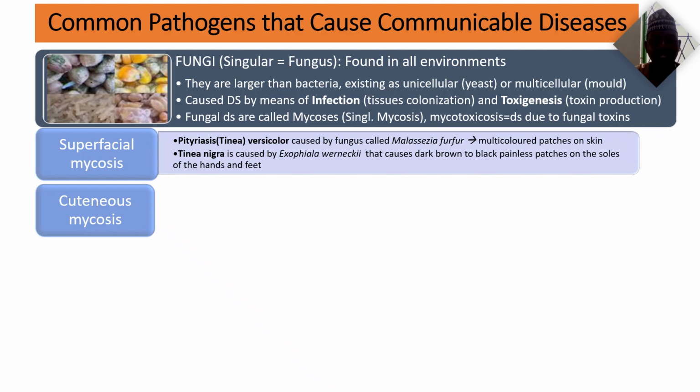Another example is Tinea nigra. Tinea nigra, as the name implies, nigra, black, is a superficial mycosis that causes dark to brownish painless patches on the soles of the hands and feet. So this particular infection is caused by a fungus known as Exophiala werneckii.